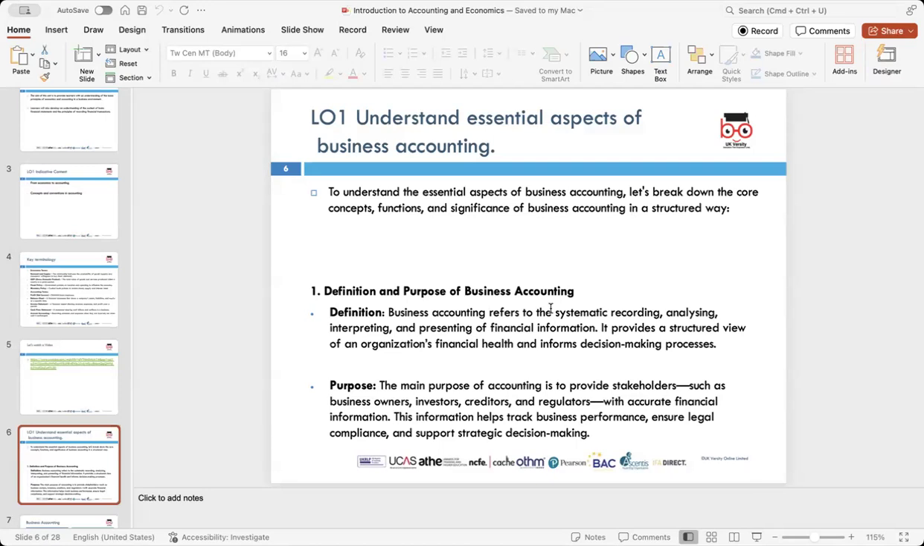So, why is accounting important? Well, imagine running a business without keeping any records of your income and expenses. You wouldn't know whether you are making a profit or a loss, how much money you owe, or whether you have enough cash to pay your employees. So that's where accounting comes in. It provides a structured way to monitor financial performance. The primary purpose of accounting is to provide accurate financial information to key stakeholders. These include business owners, investors, creditors, banks, government, and tax authorities.